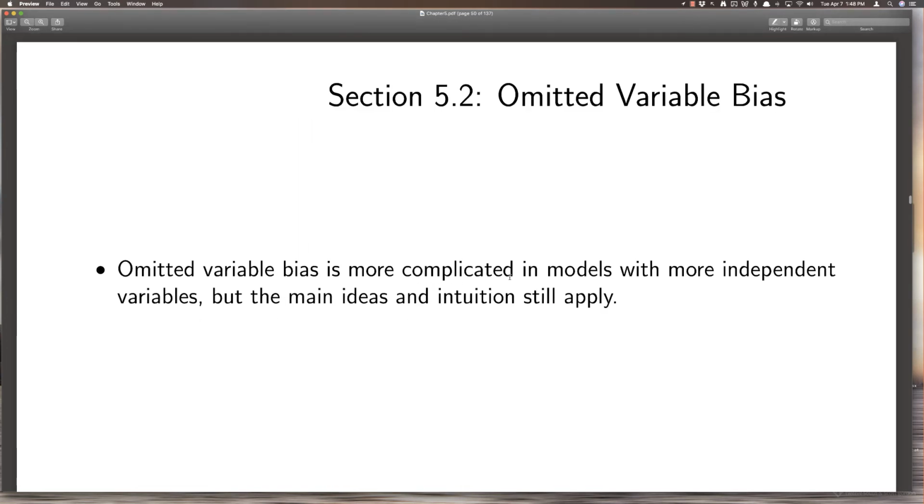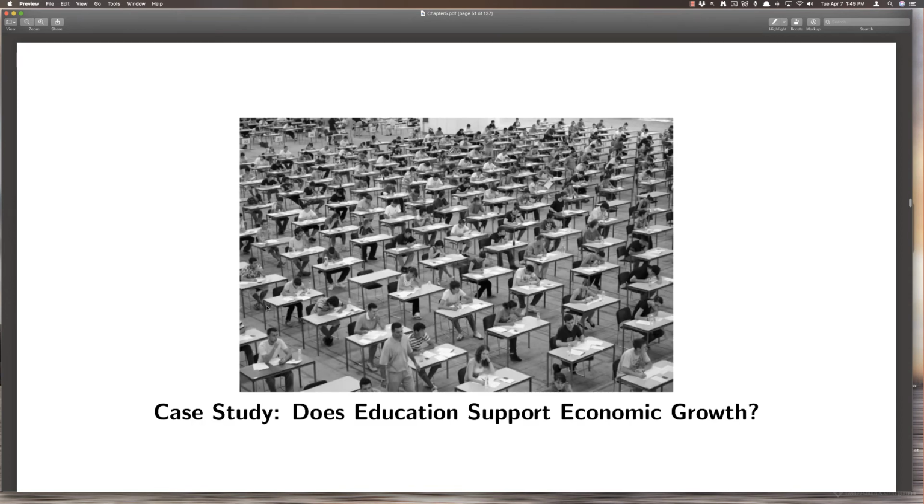Omitted variable bias is more complicated in models with more independent variables. Let's say we had 5 or 6, but the intuition is exactly the same. So let's look at an example here just to kind of nail this down. Does education support economic growth?